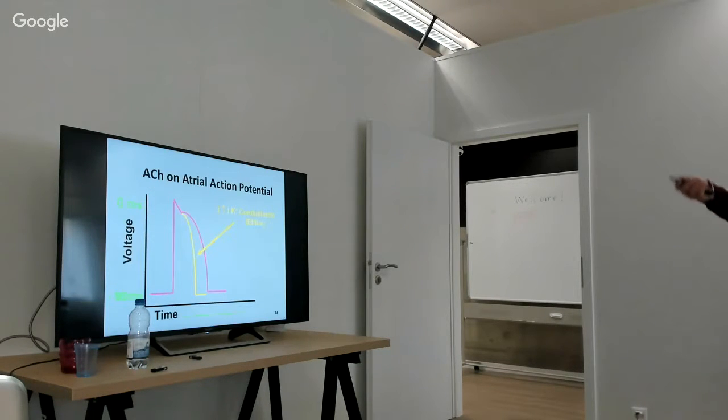In the atrium, why in the atrium and not in the ventricle? Because the vagus nerve doesn't reach the ventricle. Few vagal fibers reach the ventricle. They stop on the atrium. Okay?